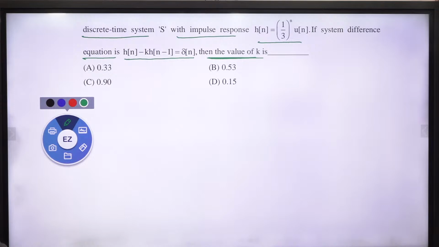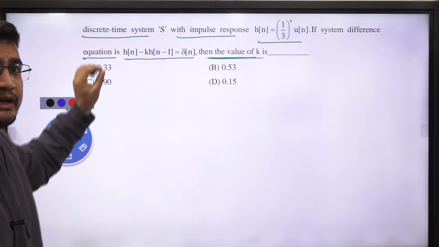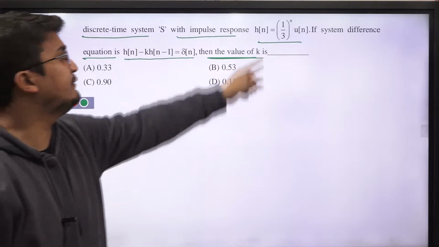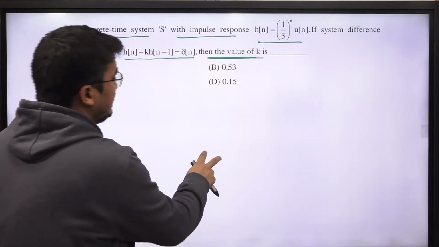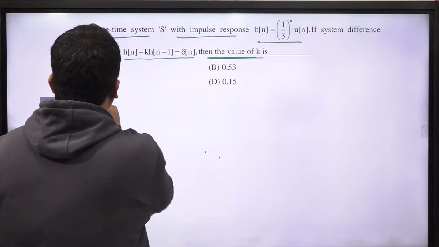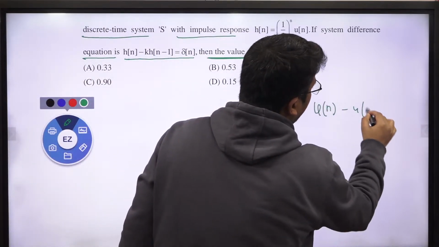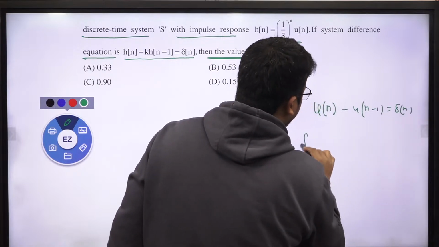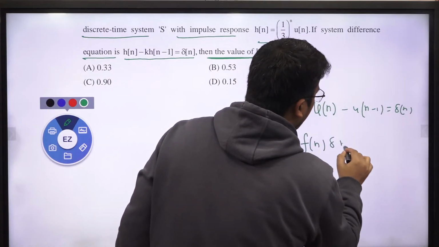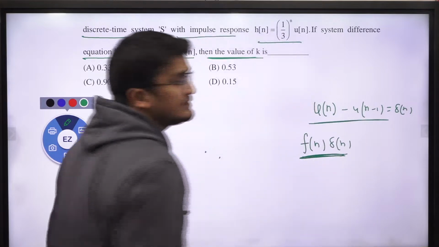So guys, you know here h of n is given in terms of this. If you know h of n, you can calculate h of n minus 1. That will be 1 by 3 raised to n minus 1 times u of n minus 1. And you know one relation, very important. I'm telling you two relations which will be very helpful here. u of n minus u of n minus 1, that is del of n. Similarly, f of n multiplied by del of n, the multiplication property of impulse. These two properties you will be using here in this question, right?